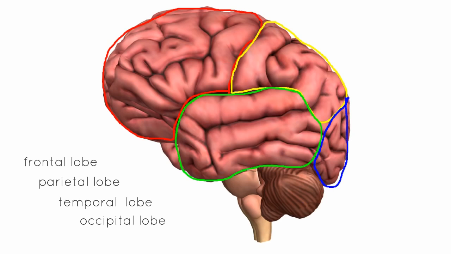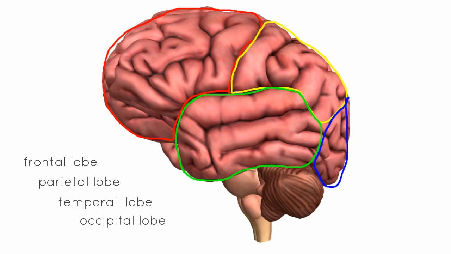So this is quite a rough illustration of the four lobes, but I wanted to show you how the central sulcus and the lateral sulcus are important in defining these different areas. So anterior to the central sulcus you've got the frontal lobe, posterior to it you've got the parietal lobe, and then you've got the lateral sulcus, which inferior to the lateral sulcus you've got the temporal lobe.